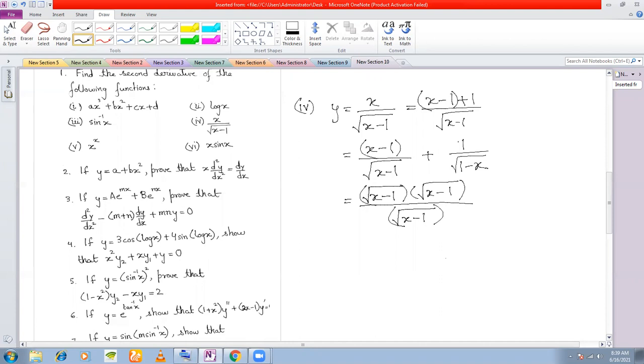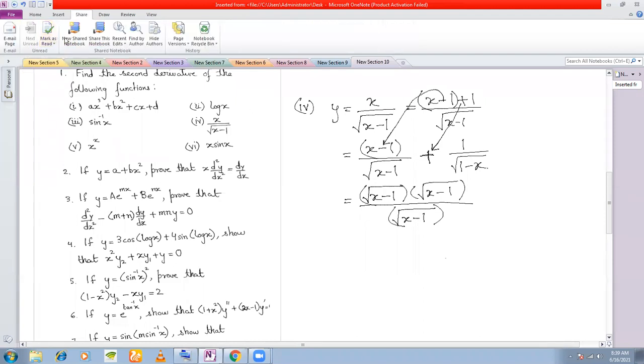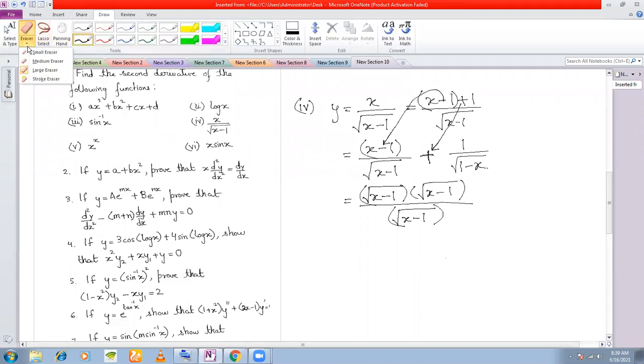So y plus, in the second line, plus 1 by root x minus 1. No. Plus 1. Yes, I have plus. This sign is here. Sir, under root x minus 1, you have written 1 minus x. Okay. This is in the denominator. Yes, sir. This is x minus 1.